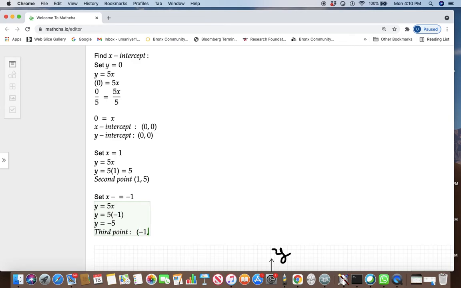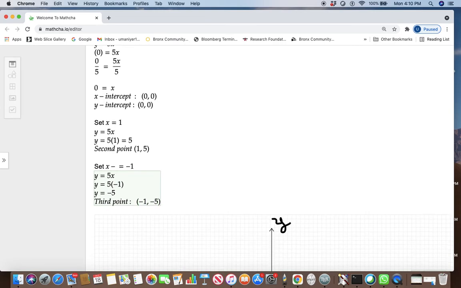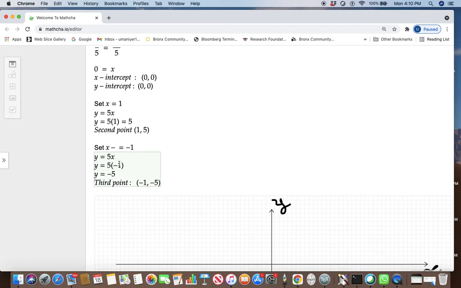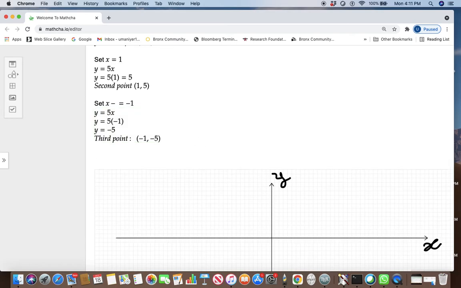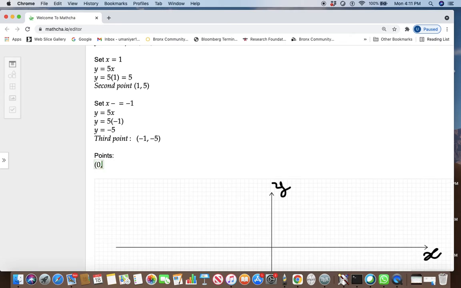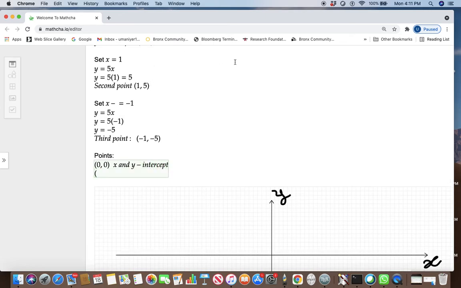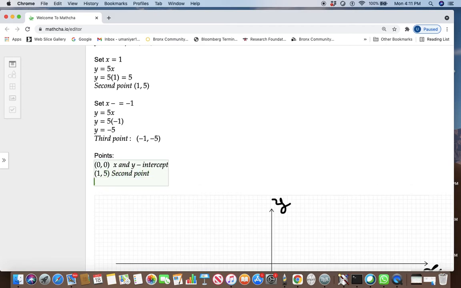Notice, as I have said before, all you need are 2 points to draw a line. We used a third point just to make sure that we haven't made any mistakes. So what are our 3 points? The 3 points are 0, 0, which was the x and y-intercept. And then you had 1, 5, your second point. And then you have negative 1, negative 5, your third point.